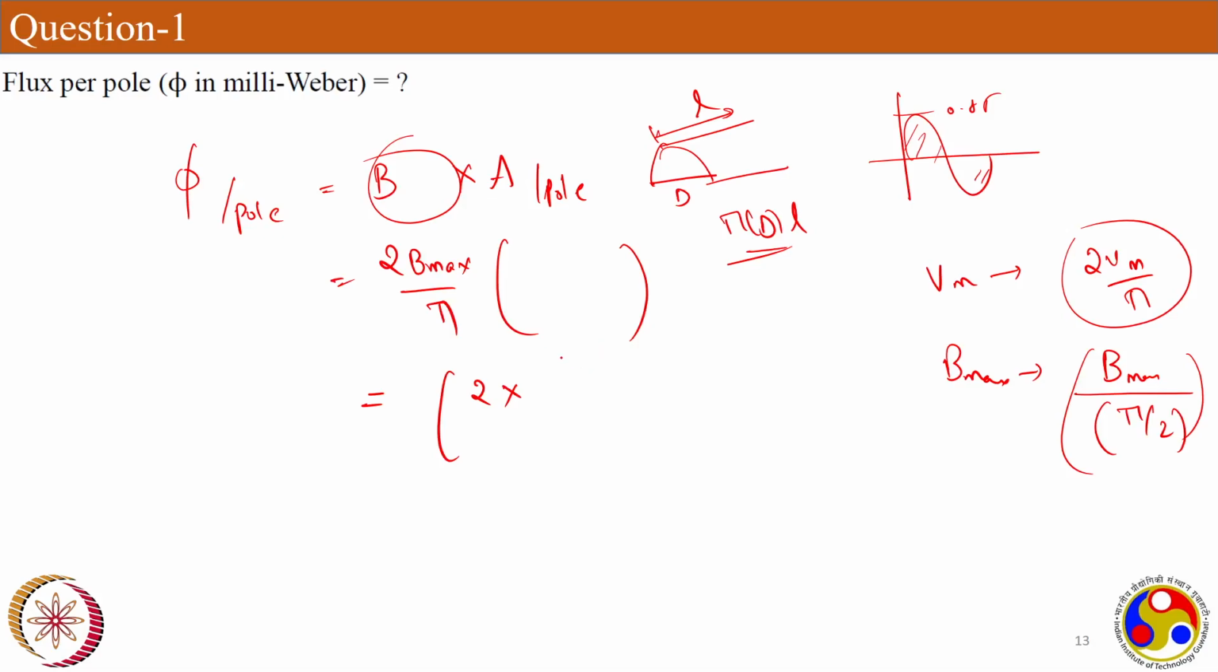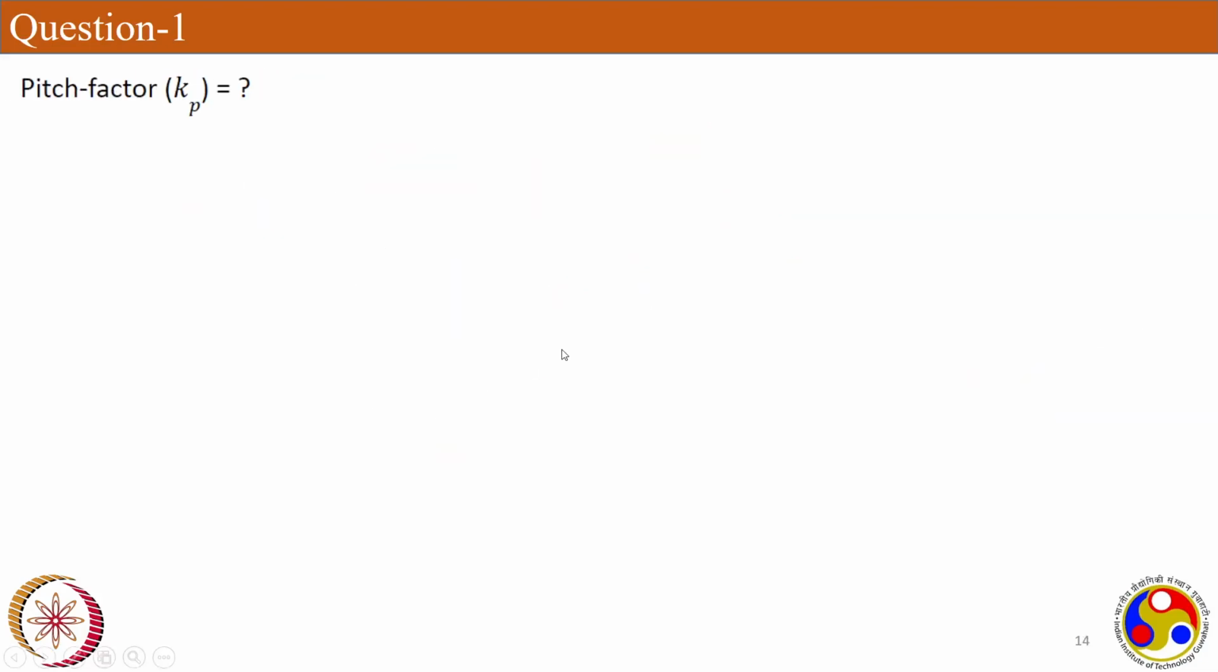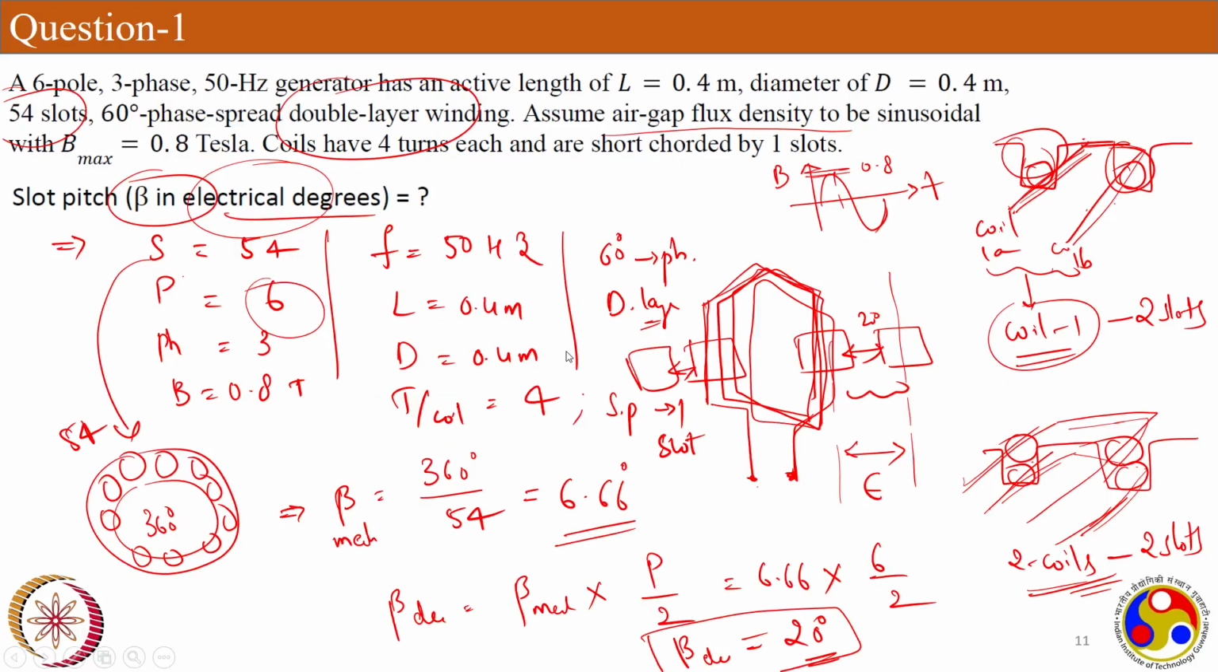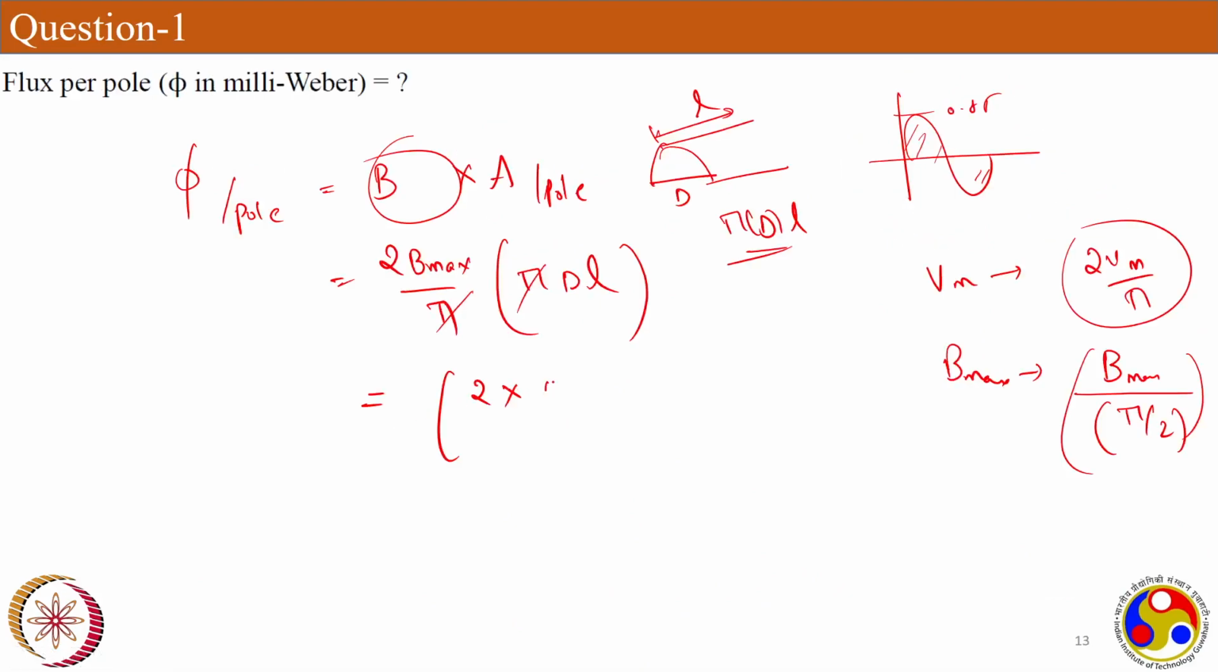Yeah, thank you. This is pi d L, and you just substitute the values. Pi gets cancelled, so 2 times B max. How much B max have they given? 0.8 Tesla, and the diameter is 0.4, multiplied by length 0.4. This is entirely per pole, flux per pole we are calculating. So please calculate 2 times 0.8 multiplied by 0.4.